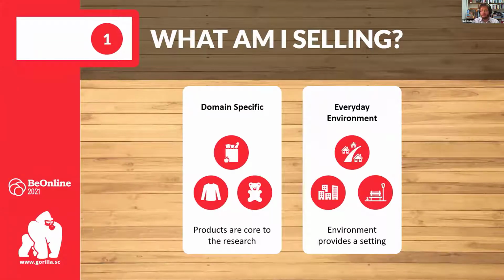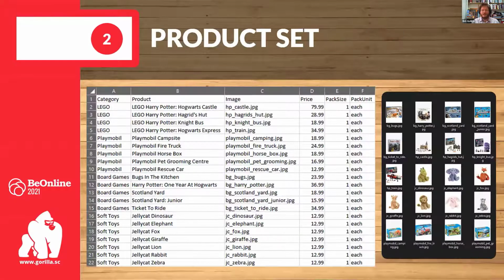But either way, you're going to make some kind of shop. And the next thing is you need to get your product set together. So here's an example of one. This is for my toy shop that I created. So this is the spreadsheet. This is the whole spreadsheet. It's quite a small, simple one.